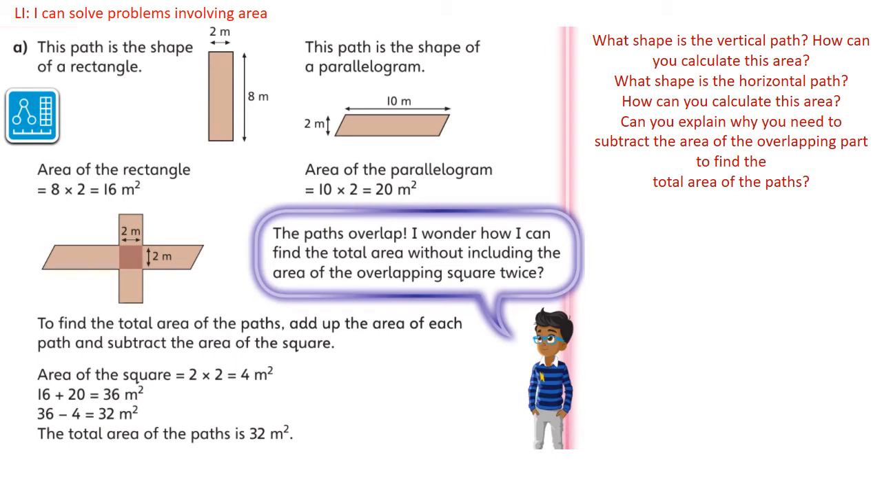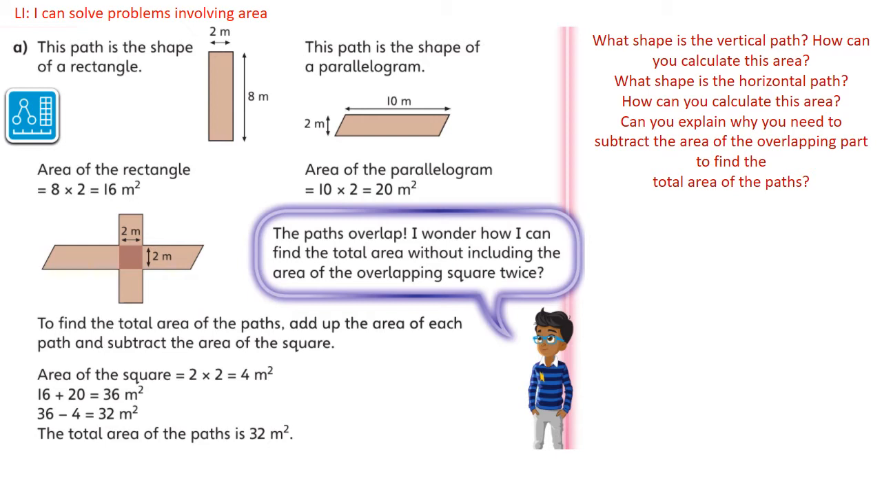And here it is again. So let's just go through that one more time. You are breaking up your path into 2 separate shapes. The first one is your rectangle. The second one is your parallelogram. Area of the rectangle is length times width. So 8 times 2 is 16 metres squared. Area of the parallelogram is base times perpendicular height, base times height.